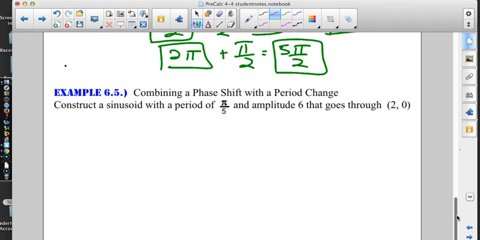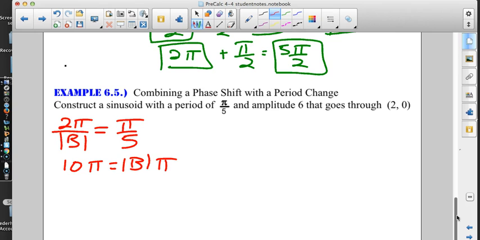So right away I start thinking, that's going to help me find b, which is something I need if I'm going to write the equation for this graph. Okay, that's a proportion. We cross multiply. What does b have to be? It has to be 10. It's got an amplitude of 6. But it goes through the point 2, 0.